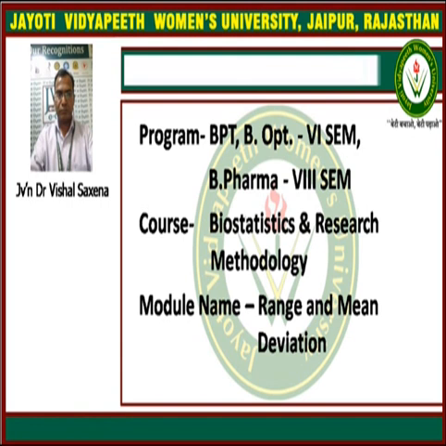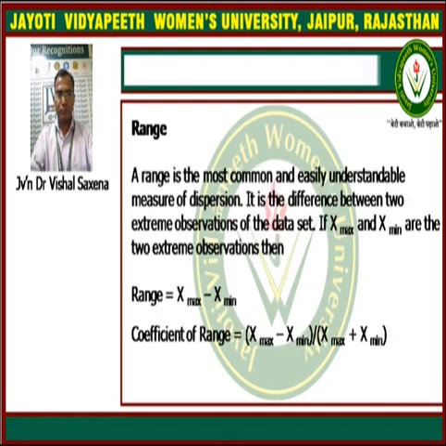And as we know, range and mean deviation are parts of the measure of dispersion. So first we take the definition of range. What is the meaning of range? A range is the most common and easily understandable measure of dispersion.